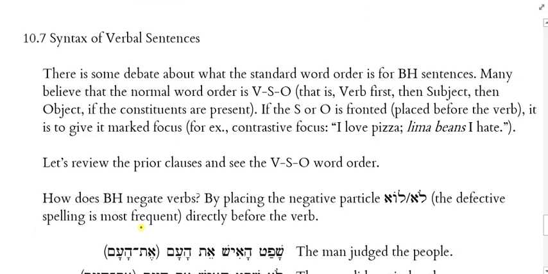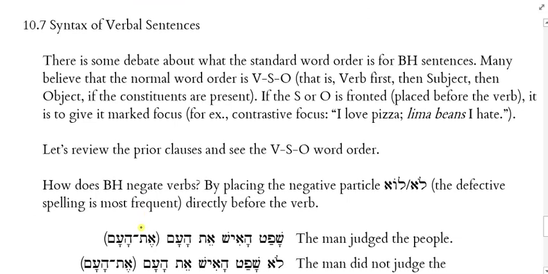Okay, the last section here of our chapter is 10.7. It's the syntax of verbal sentences. Really, it's a matter of what sort of word order should I expect when I have a verbal sentence, and how do I negate verbs, the verbal part of the sentence.